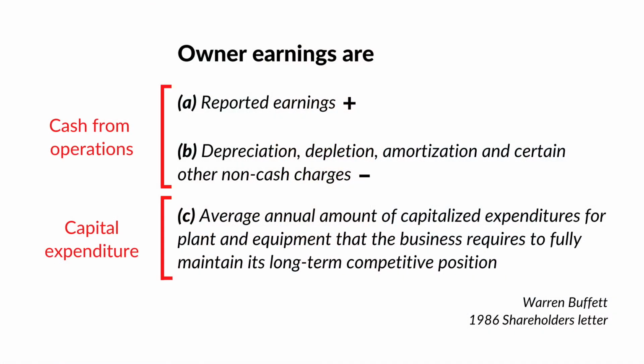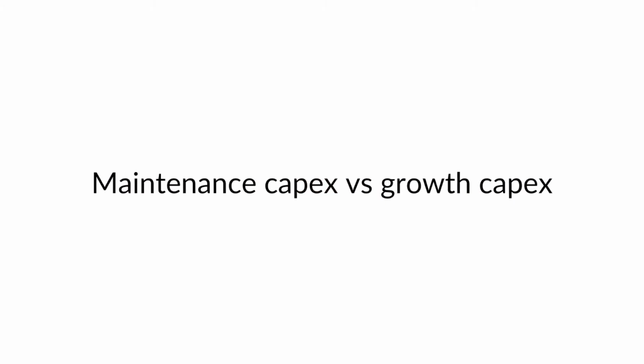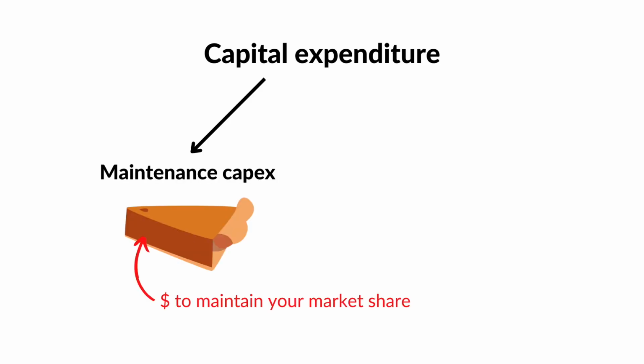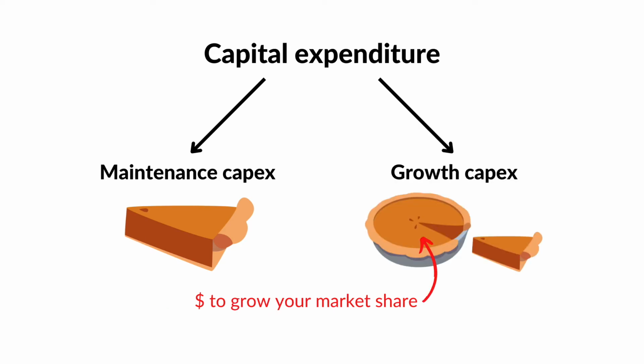But what I found was that C, although it sounds like capital expenditure, it's not exactly that. The key difference is that Buffett further breaks down capital expenditure into two parts: maintenance and growth. As I explained in my last video, capital expenditure is money you need to spend to maintain your main business. However, what I left out was capital expenditure includes money you need to spend to maintain your market share, maintenance capex, and money you need to spend to grow your market share, growth capex.